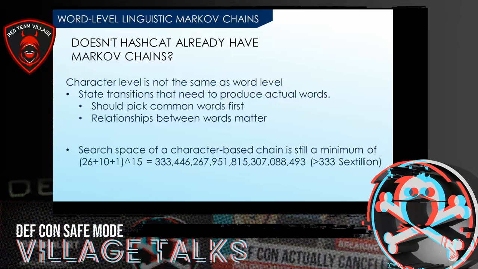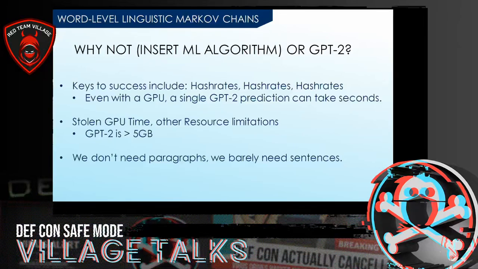If you're thinking, haven't you tried this with GPT-2 or some other machine learning algorithm? My answer is, have you considered hash rates? Markov models are good for this because they're quick, especially compared to massive models like GPT-2 or some other ML model, which by itself is more than 5 gigabytes and tends to take multiple seconds to pop out a single prediction. We need millions of predictions per second for it to be viable in password cracking. The other side of this is the more advanced models focus on making paragraphs or complete pages. We barely need sentences, and there are very few passphrases I've seen that resemble more than a sentence fragment.